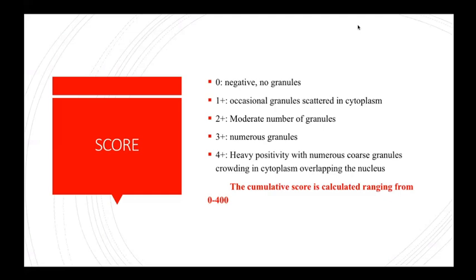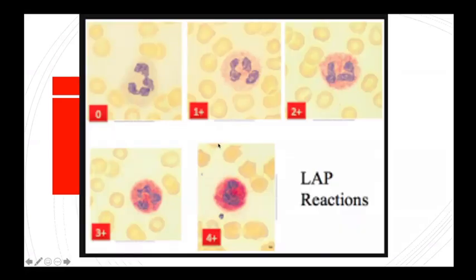This is a photomicrograph showing LAP score in various staining intensities. Red color product is there because the dye is different; with azo dye you get a blue-black granular product. So this is grade 0 with no intensity, then 1, 2, 3, and 4, which is heavily loaded, completely obscuring the cytoplasm, with coarse granules.